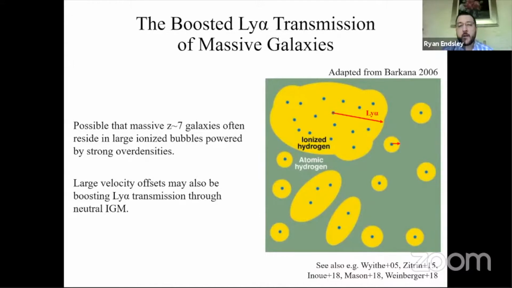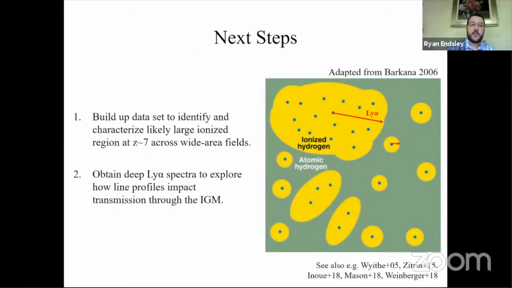Another effect that we might be seeing here at the same time is that massive redshift 7 galaxies have large Lyman-alpha velocity offsets, which effectively give the same effect of boosting the Lyman-alpha transmission through the IGM by pushing the photons into the damping wing. So what we want to do moving forward is better understand the contribution of both of these effects. So we're tackling this in 2 ways.